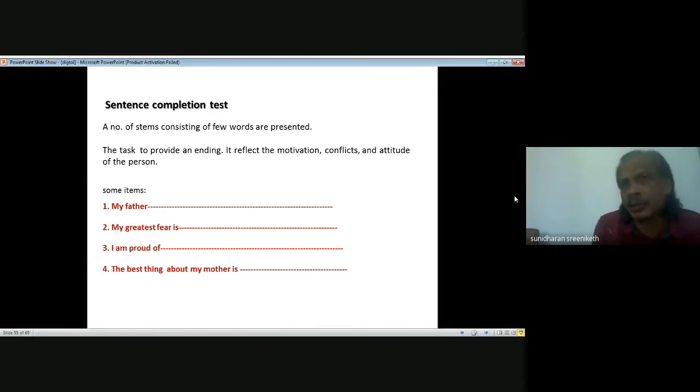motivation, conflict, feelings, attitude of the subject. This is commonly used for assessing the personality of a normal person, not a person with many psychopathological characteristics. We cannot use this test for a person with highly psychotic symptoms. For example, we cannot use this sentence completion test with a person having delusional disorder or schizophrenic features, or a person having personality disorder.